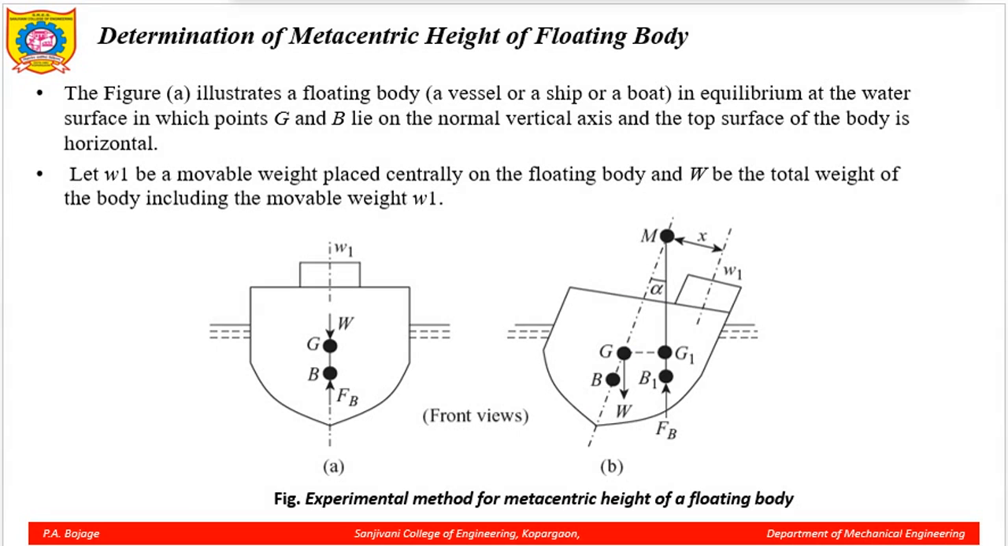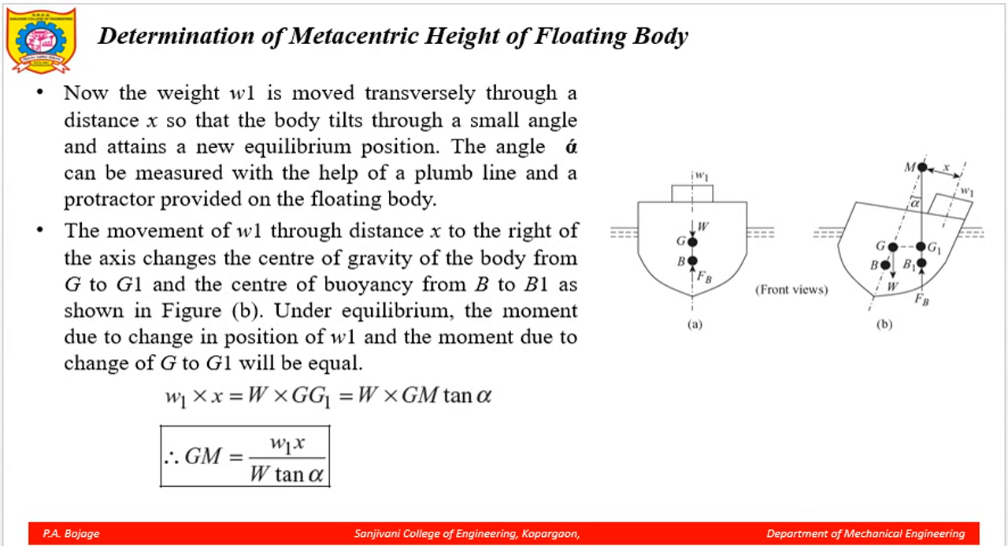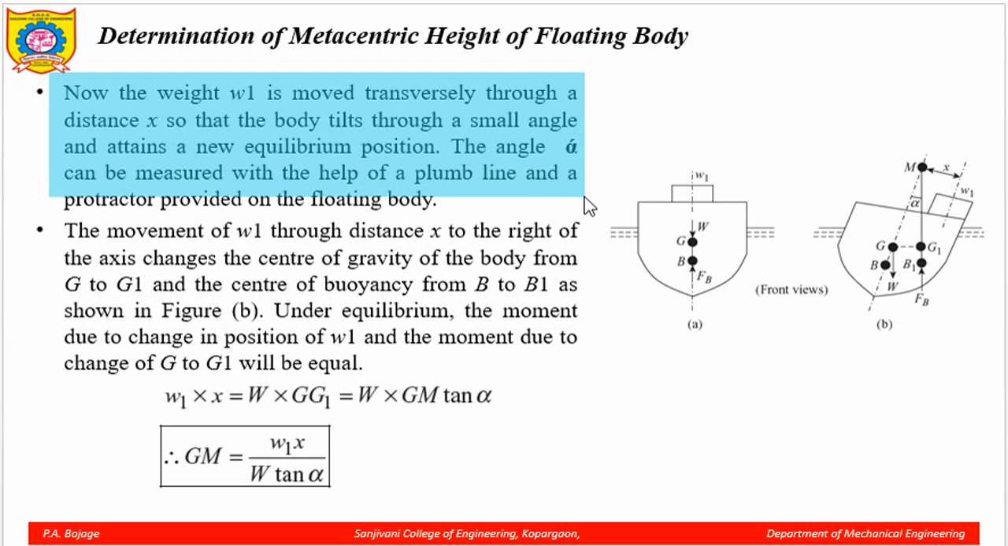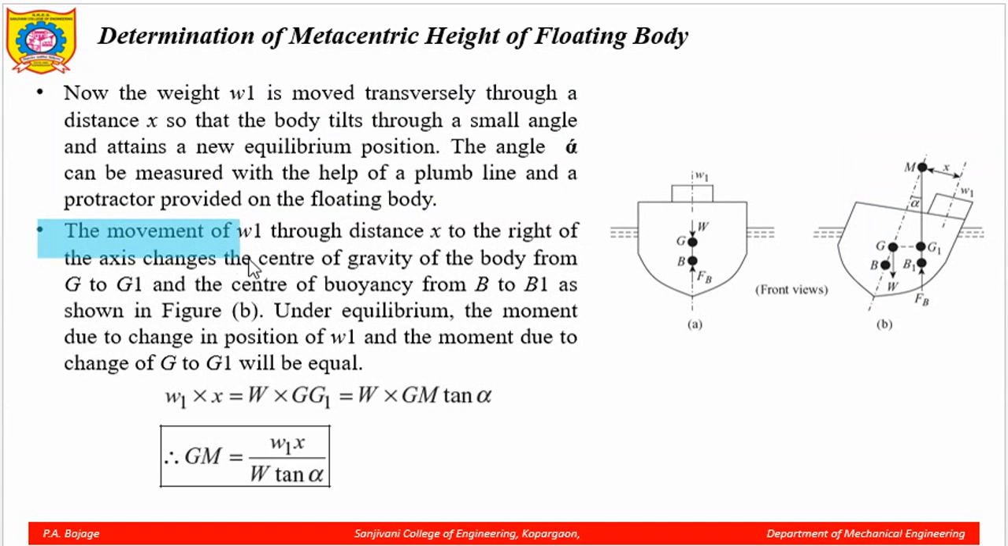Now, let us see the analytical method. The weight W1 is moved transversely through a distance x, so that the body tilts through a small angle and attains a new equilibrium position. The angle formed is alpha, measured with respect to the main vertical axis. You can see it in this diagram. The movement of W1 through the distance x in the right direction shifts the CG point from G to G1 and the center of buoyancy from B to B1.